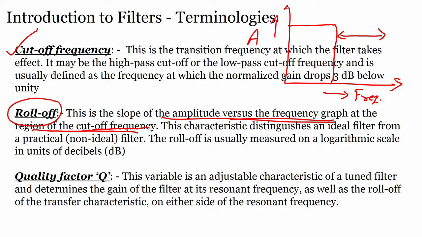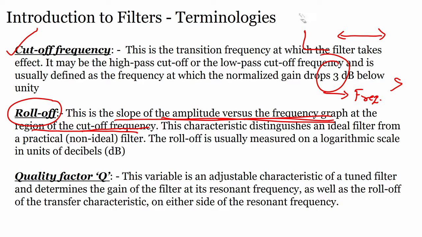Now, what is roll off? This is the slope of the amplitude versus frequency graph at the cutoff frequency. This is the ideal situation. Practically, you will have a situation like this. So, this slope that you see is the roll off. This slope of amplitude versus frequency at the region of the cutoff frequency will give you the roll off of the filter.